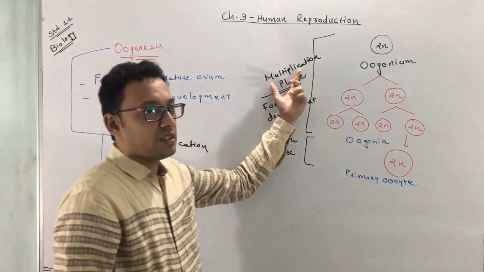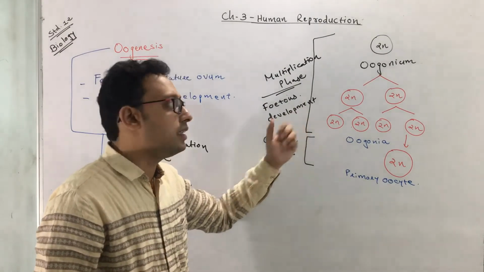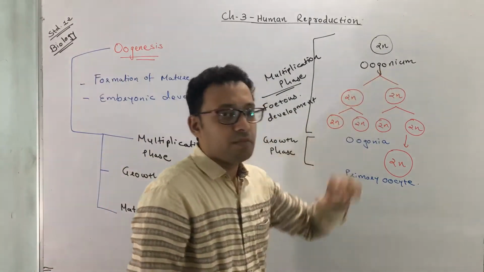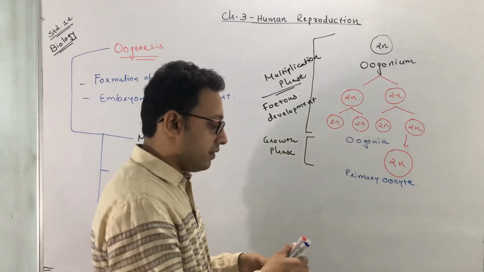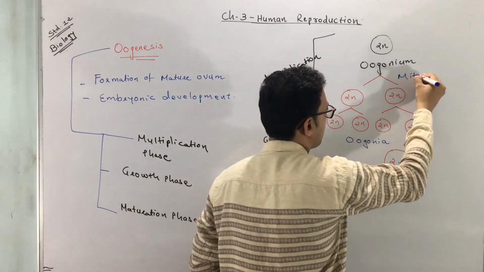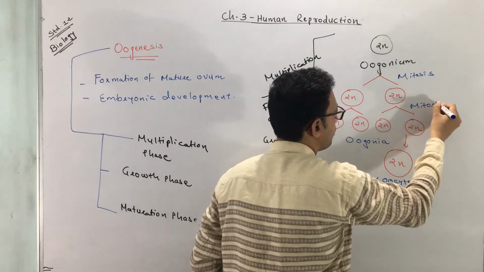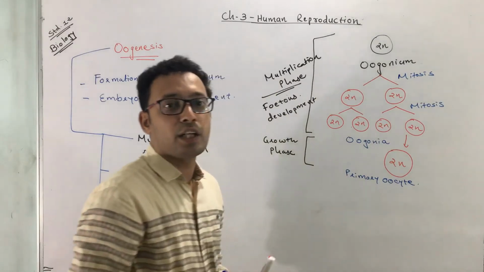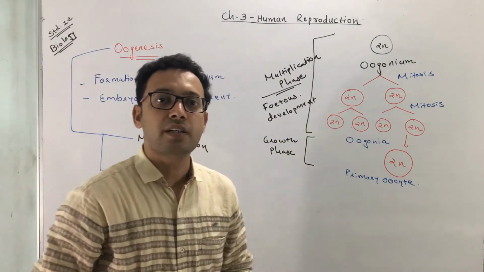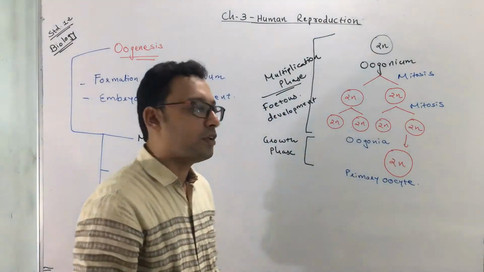The multiplication phase usually occurs during fetal development, where the oogonia cells divide by a process called mitosis. You know the meaning of mitosis? From one cell, two daughter cells are produced, and the number of chromosomes in the parent and daughter cell remains the same. So it continues to divide and many oogonia are going to be formed.